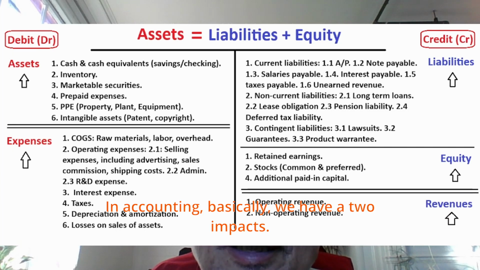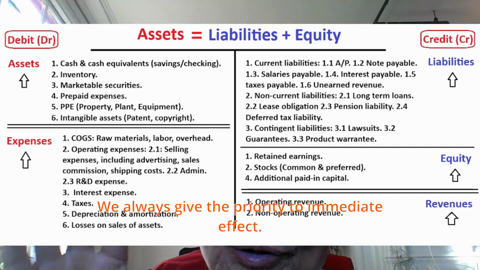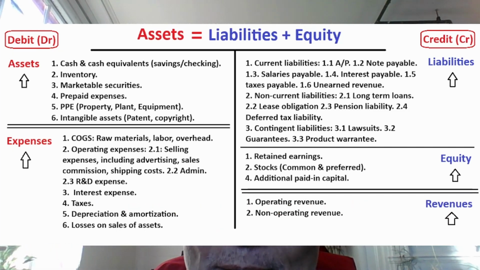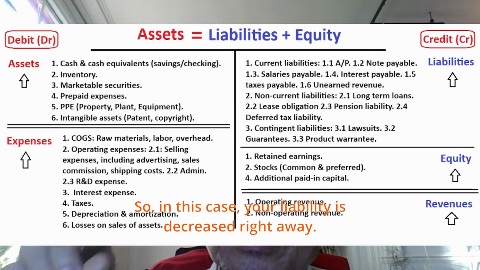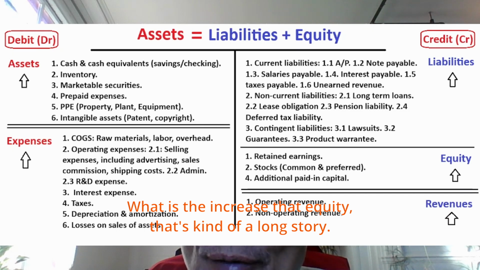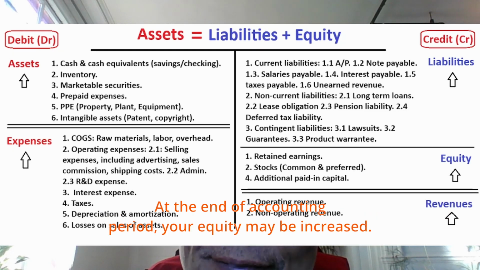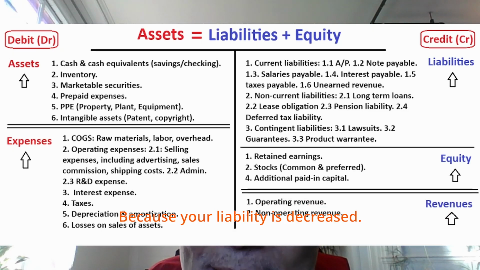The reason I use this example is that in accounting we basically have two impacts, and we always give priority to the immediate effect. In this case, your liability is decreased right away, the minute you pay off the loan. Is equity increased? That's kind of a long story. It's not immediate, because equity depends on many things. At the end of an accounting period, your equity may increase, because your liability has decreased.